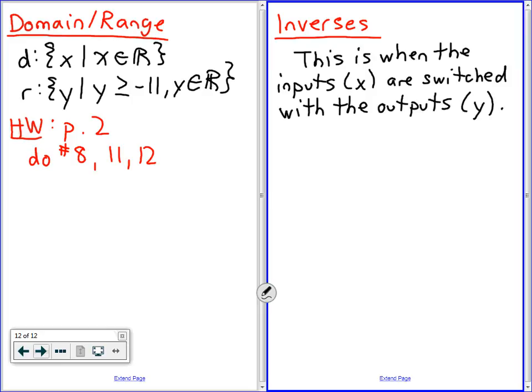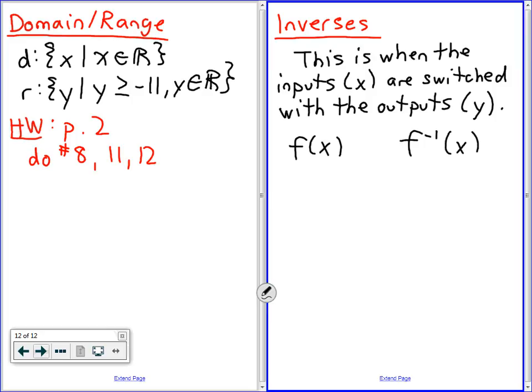So inverses sound so difficult, but all it means is your x's, you switch with your y's. That's all you do. Okay? So to continue this question on to part B, we're going to make a little tiny chart for f of x and f negative 1 of x.